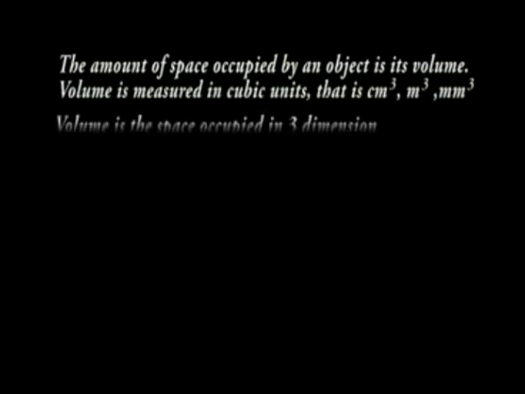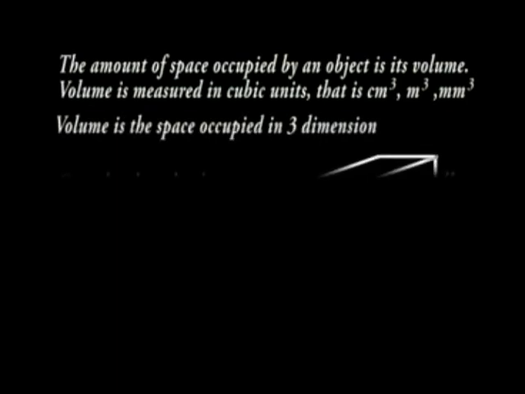Volume and capacity. The amount of space occupied by an object is its volume. Volume is measured in cubic units, that is centimeter cubed, meter cubed, and millimeter cubed, etc. Whereas area is the surface coverage in 2 dimensions, volume is the space occupied in 3 dimensions.